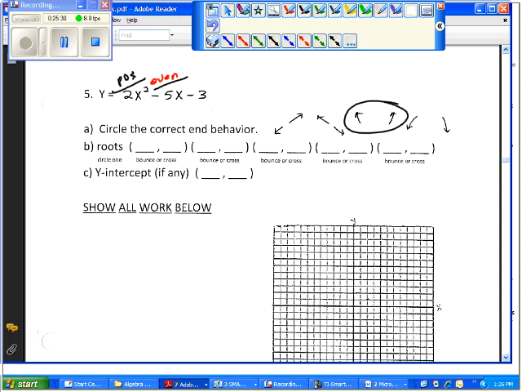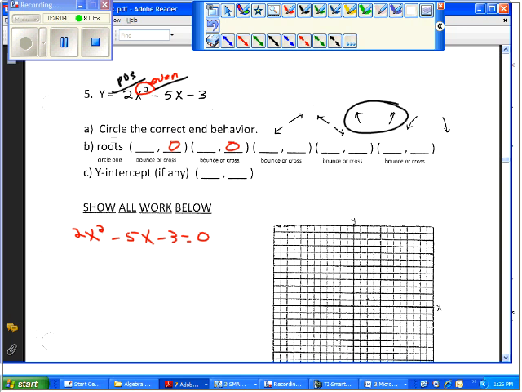To find the roots, I'm going to set my equation equal to 0 because the roots are the values of x that would make y 0. I have a polynomial of the second degree, therefore I'm going to have two roots. I'm going to factor using the AC method. It factors, doesn't it? I didn't want to use up a lot of time if I'm going to factor.